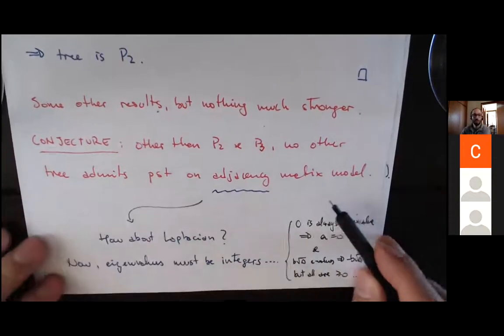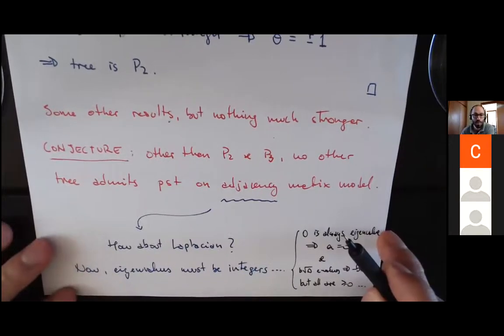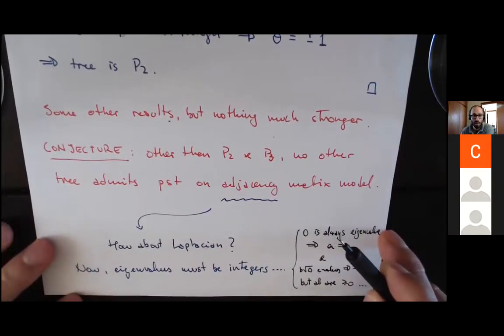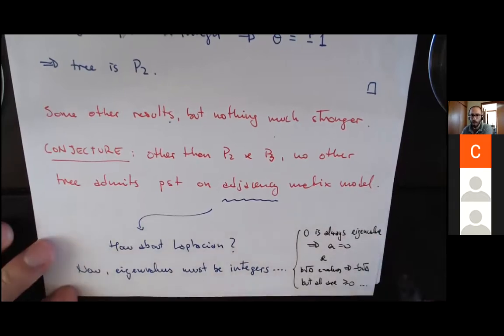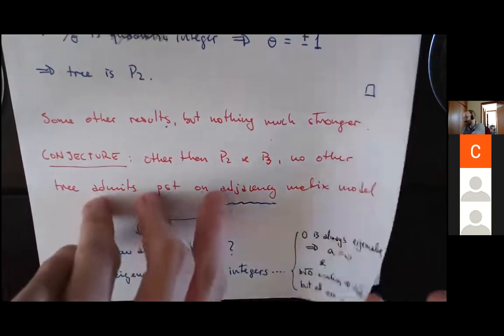So now, state transfer on trees: how about the Laplacian, the model with the Laplacian matrix? We do know that the eigenvalues must be integers. Now, how can that help us?